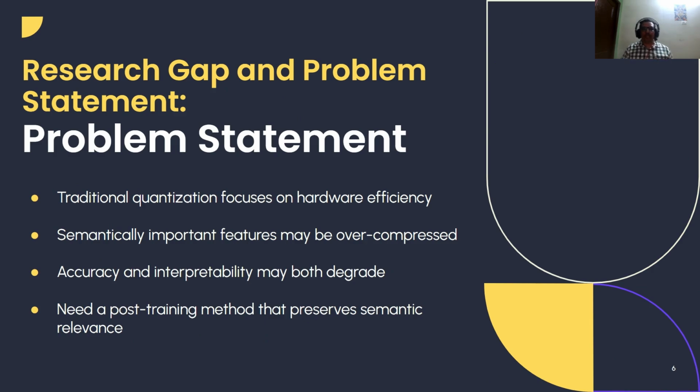The main problem in this research is that most quantized models focus only on reducing model size and improving efficiency. They do not consider which parts of the model are actually most important for decision making. Because of this, important features such as key filters or layers may be compressed just as much as the less relevant ones. This can lead to a drop in accuracy, and it can also make the model less interpretable and less reliable. This issue becomes even more important in computer vision tasks where preserving the meaningful spatial and semantic features is critical. So the research gap is clear.